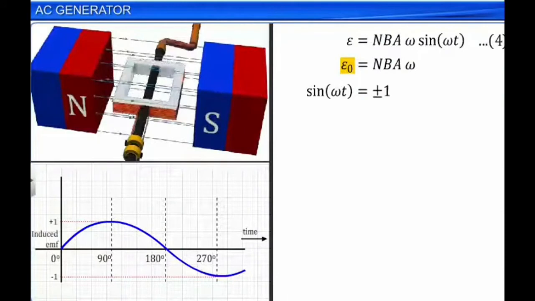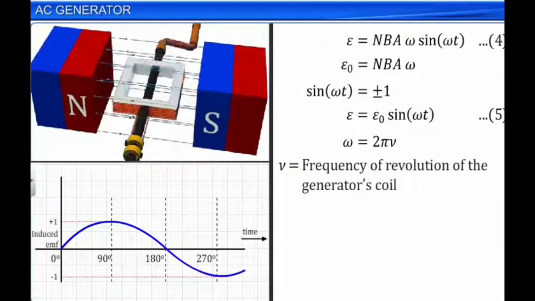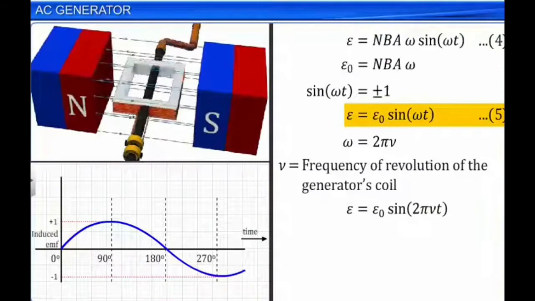maximum. This maximum EMF we represent with epsilon 0 and the expression for induced EMF in the AC generator becomes epsilon equal to epsilon 0 sin omega t, where epsilon 0 is NBA omega and omega is 2 pi nu, where nu is the frequency of revolution of the coil in the generator. Hence, the induced EMF becomes epsilon equal to epsilon 0 sin 2 pi nu t.